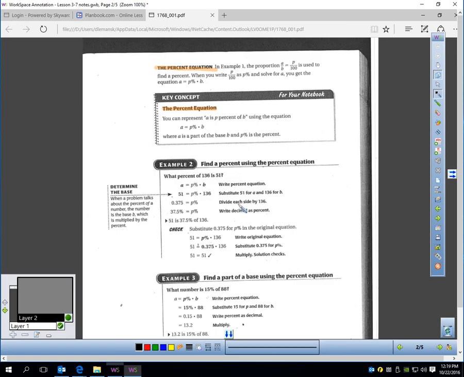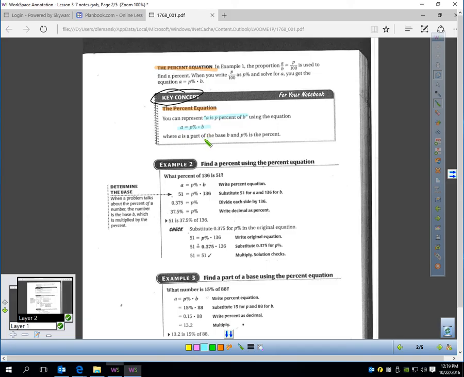There is another way to solve percentage problems. It's by using what's called a percent equation. And you can see they have a little key concept box here for that also. A percent equation, again, is not going to be easy to read. It's going to be a lot easier to show. It says you can represent A is P percent of B by using this kind of equation. You're not going to memorize that. I don't memorize it, and I wouldn't remember it anyway, and I'm sure you wouldn't either.